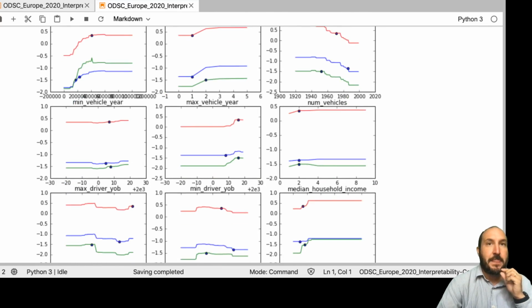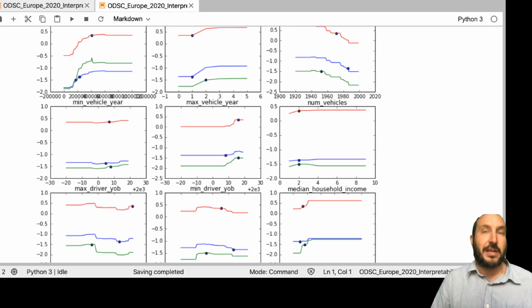The vehicle year, so how old is your car? We see that if your newest car is pretty new, you're a little bit more likely. It's not a huge effect, but we see people with newer cars tend to buy umbrella policies more. That makes sense. People with newer cars tend to have more money, have more assets to protect. Number of vehicles, don't see a huge difference, but there does seem to be a little difference between having one car and two cars. And then after that, it's pretty flat.